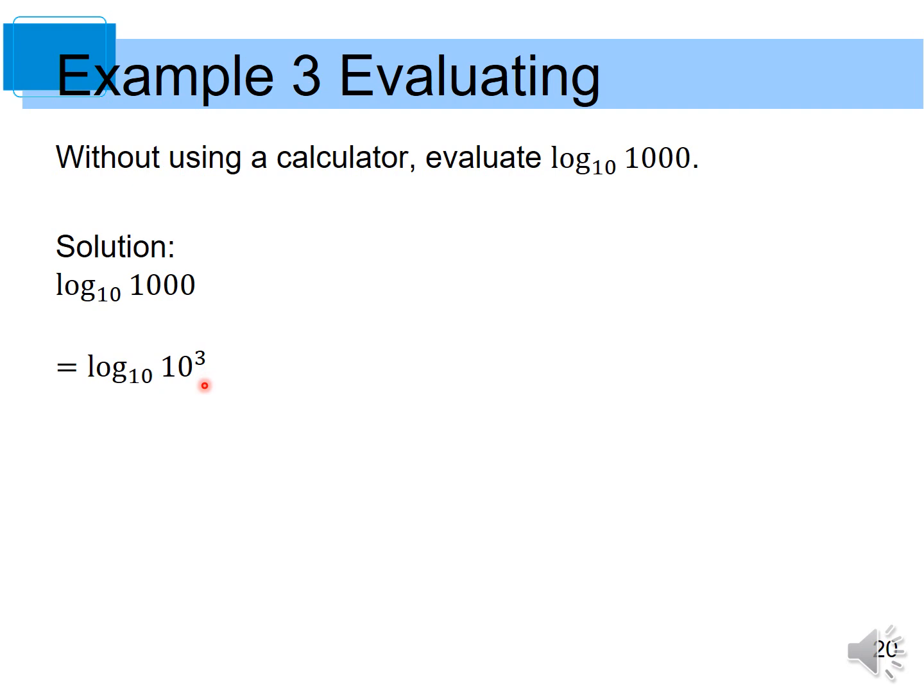And after this, you can move the power to the front. So we have 3 log of 10 to the base 10. For this step, the logarithm of any positive real number with the same positive real number as the base is always 1. So the answer is 3.